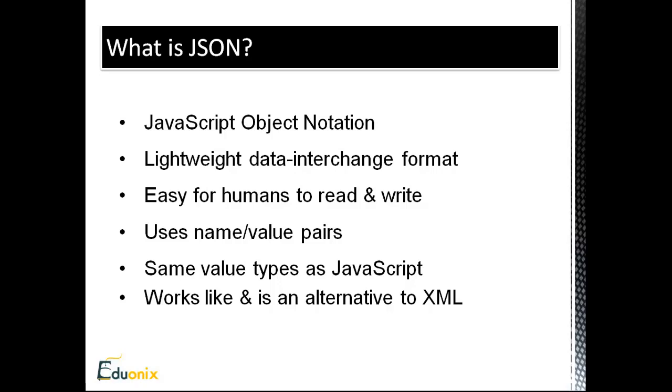If you have a huge JSON file that's compressed and not spaced out and formatted, obviously that is hard for humans to read, but generally the syntax is pretty easy. It uses name-value pairs, much like an associative array or a hash. It has the same value types as JavaScript, and it works like, and is an alternative to, XML.